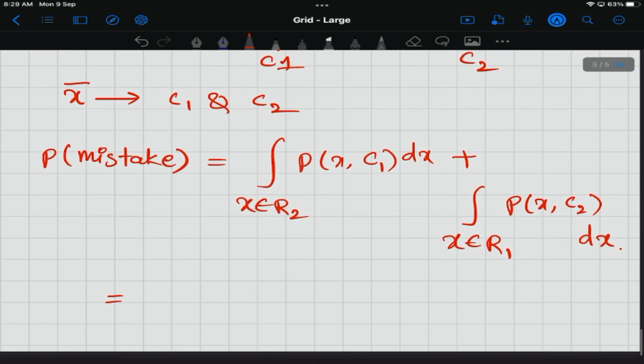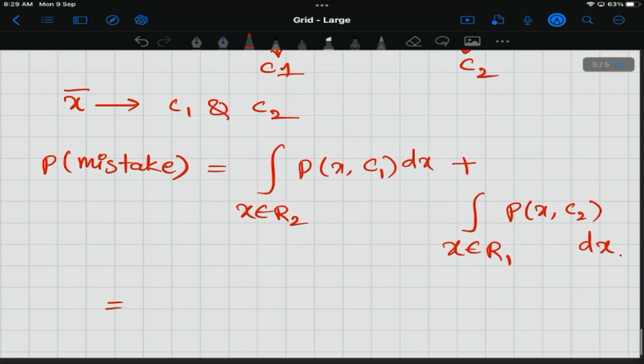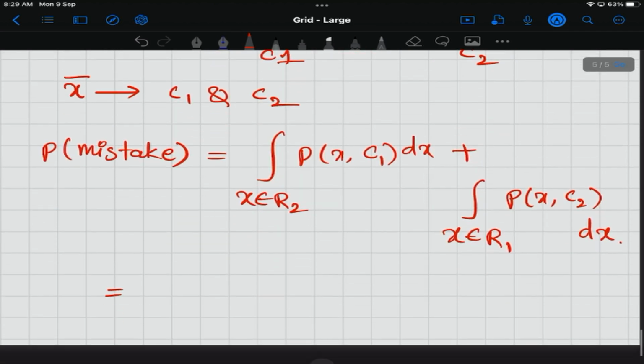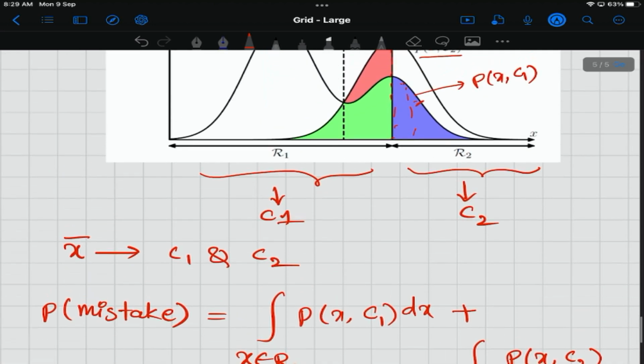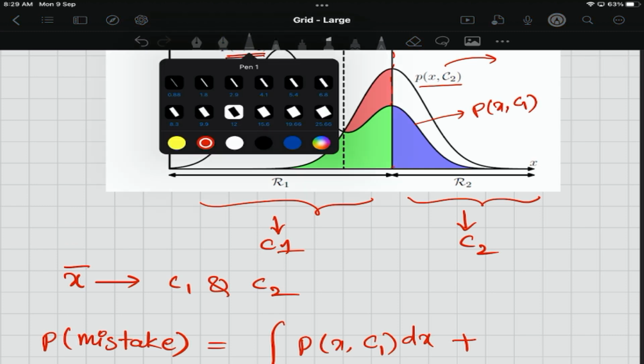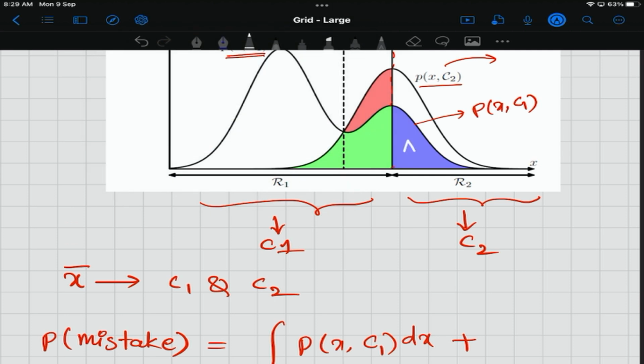Now, integration is nothing but finding the area under the curve. So can we find this entire quantity using areas? I'll try to give some notations to this. Let's label the areas A, B, C and D.